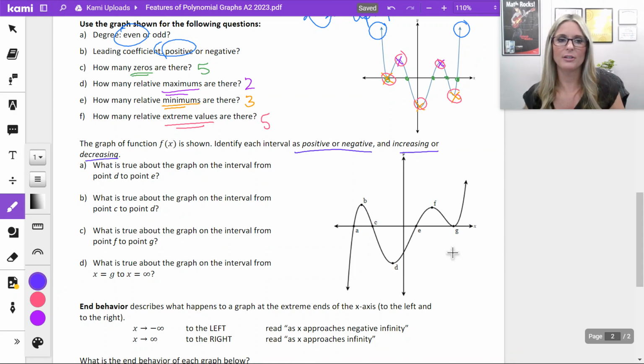A, what is true about the graph from point D to E? So here's D to E. It is increasing, but it is negative because it's below our x-axis. So it's a negative interval increasing. Let me add that over here as well.